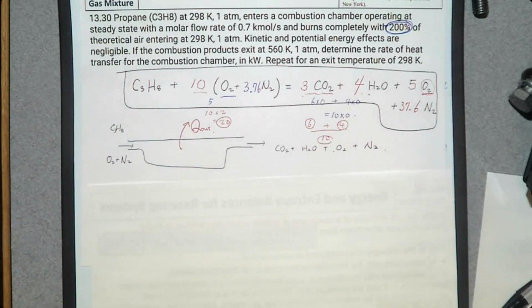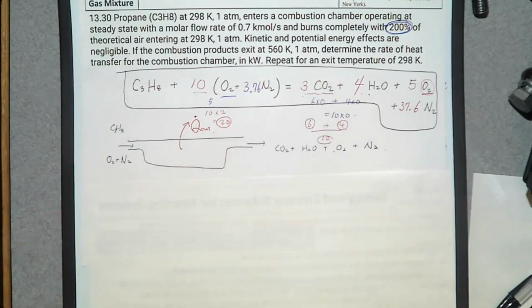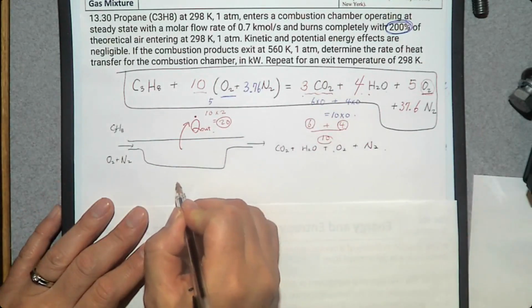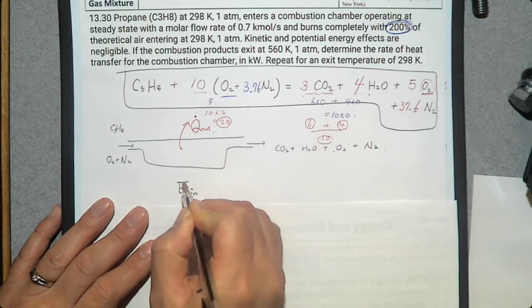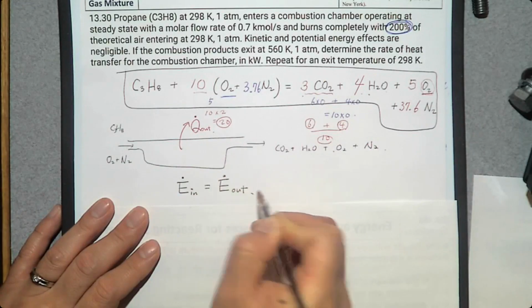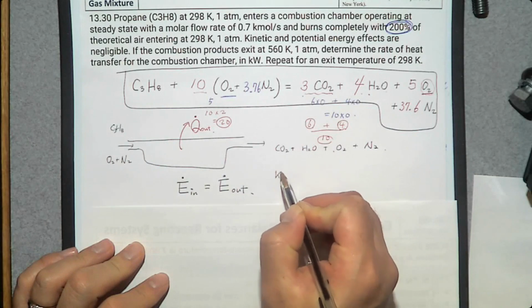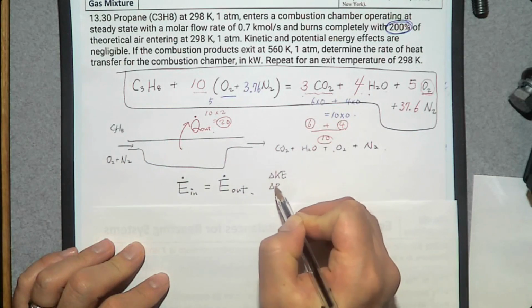If we use rate form, since it is an open system, we can use Q dot. Then what is the energy balance equation? The energy transfer in per unit time is the same as energy transfer out per unit time. So E dot entering the chamber is the same as E dot leaving the chamber. By the way, we are neglecting any kinetic energy change or potential energy change.